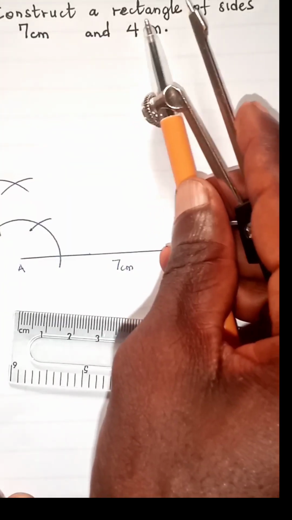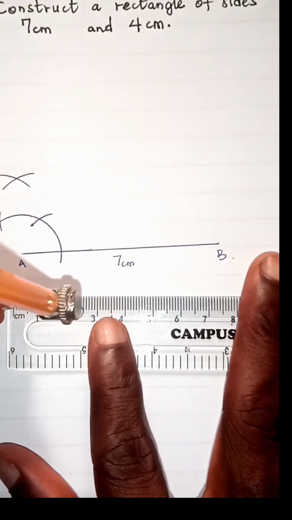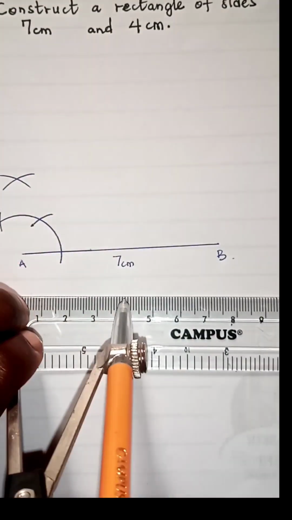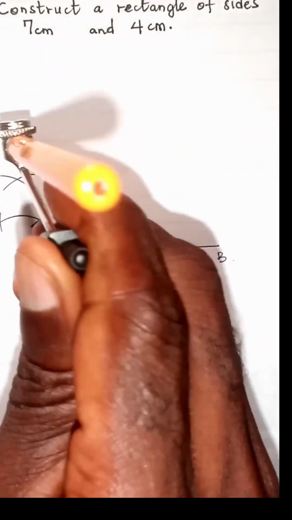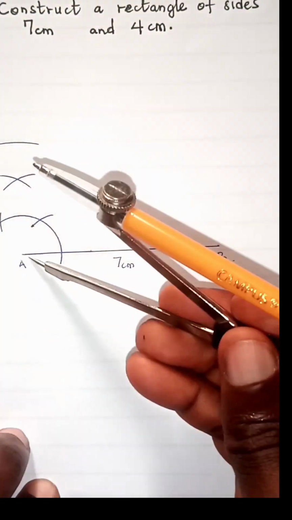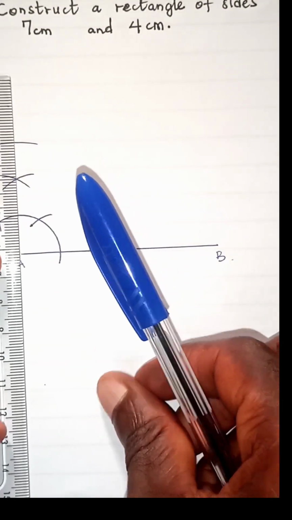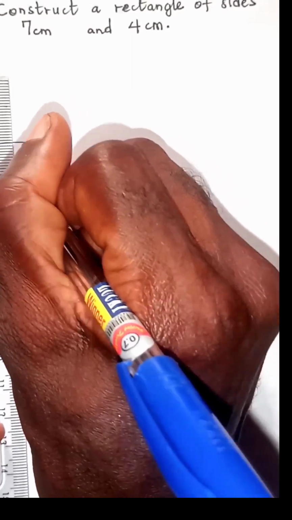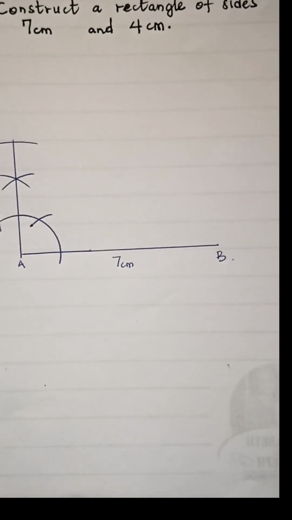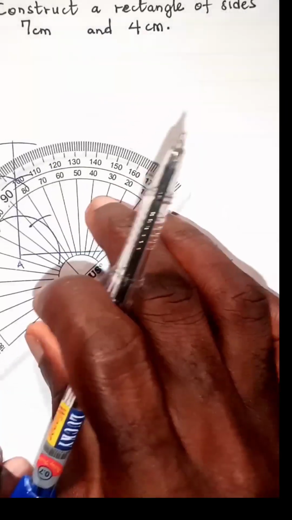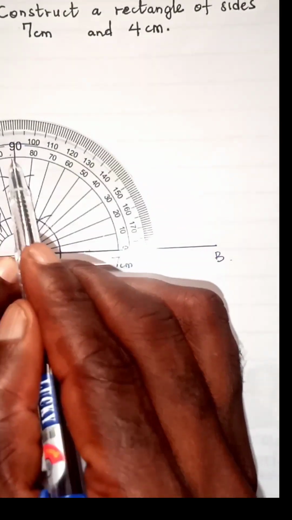Now, before you draw any line, measure the second side, the 4 centimeters, on a ruler. Then from the point A, draw an arc above the two previous arcs, that's the 4 centimeters. Then join this arc through the two meeting arcs to the point A. Confirm that they are indeed perpendicular lines.